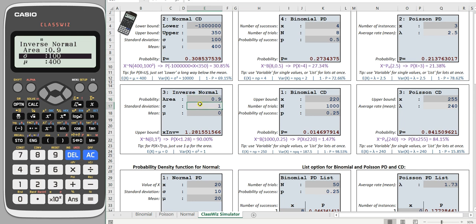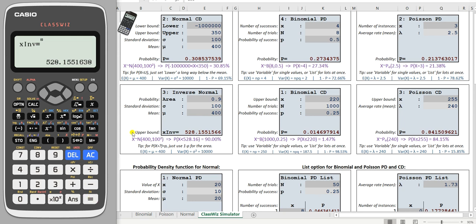Now, if we make our standard deviation and mean the same as the one we've got on the calculator, we'll see what it's giving us here, 528. That's basically saying if you get a score of 528 on your SAT, then you are in the top 10% effectively. The probability of someone getting a score lower than that is 90%, which is equivalent to saying the probability of someone getting a score higher is 10%.